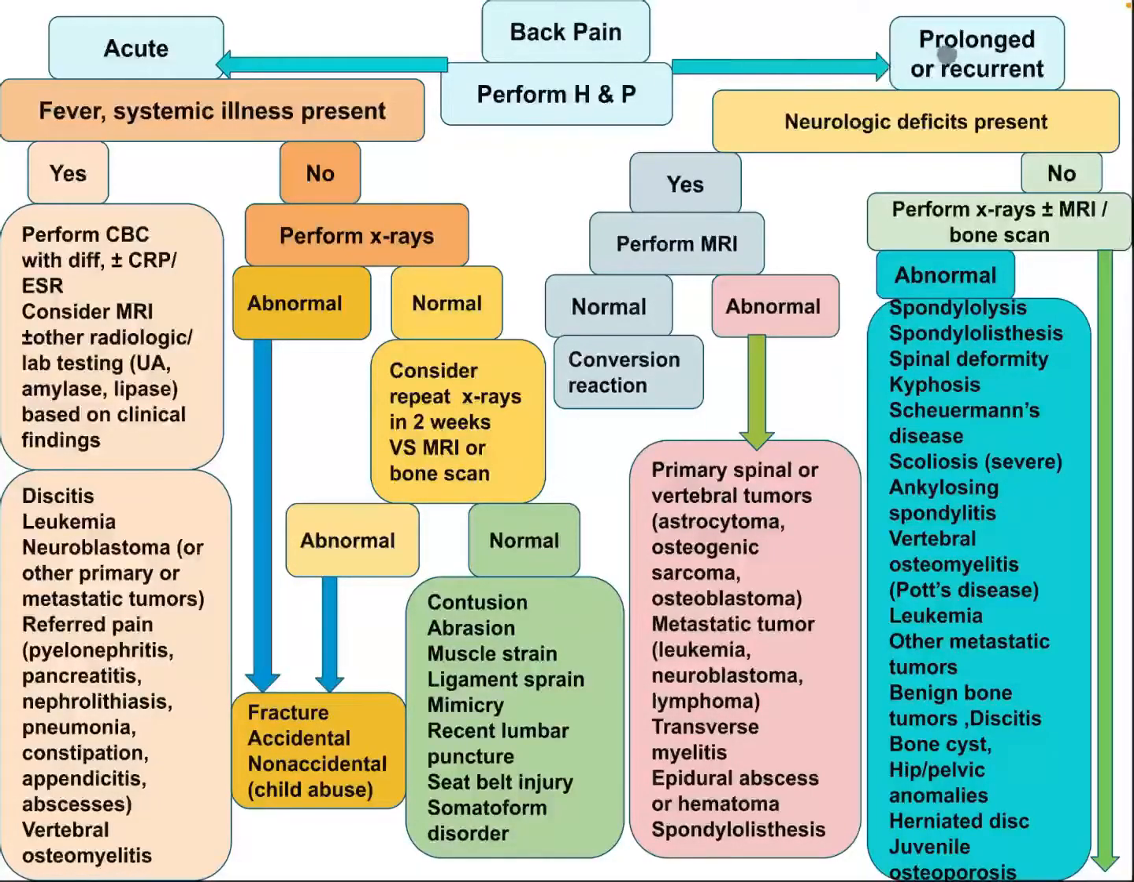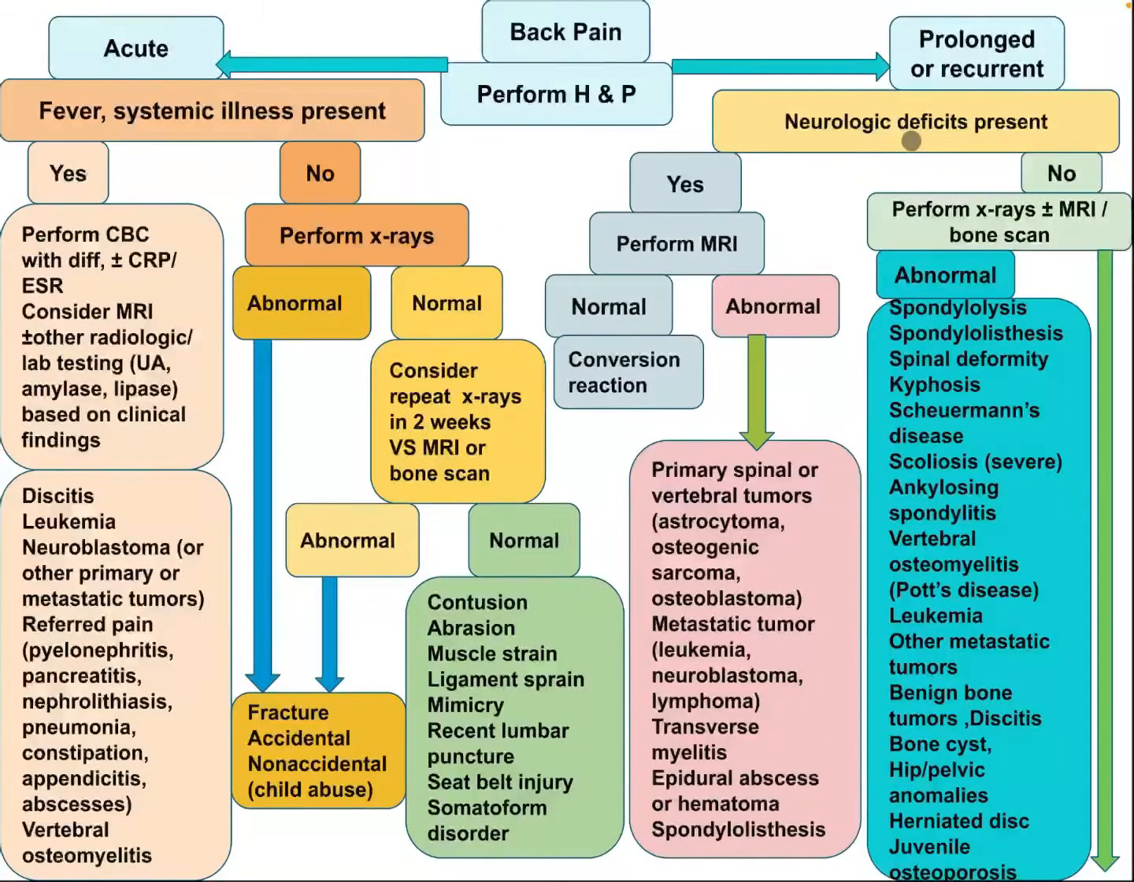If the back pain is prolonged or recurrent, you should examine the neurological system for neurological deficit. If it is present, perform MRI. If it is normal, this is conversion reaction. If it is abnormal, differential diagnosis: primary spinal or vertebral tumor, astrocytoma, osteogenic sarcoma, osteoblastoma, metastatic tumor, leukemia, neuroblastoma, lymphoma, transverse myelitis, epidural abscess or hematoma, spondylolisthesis.